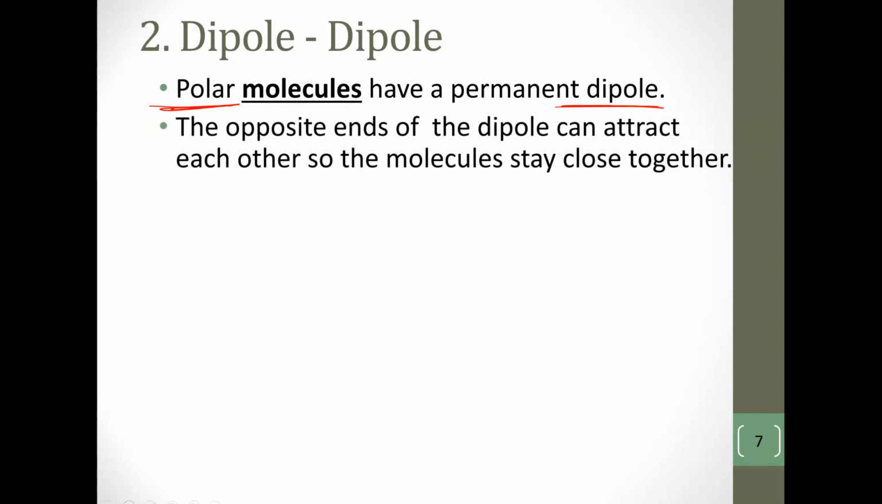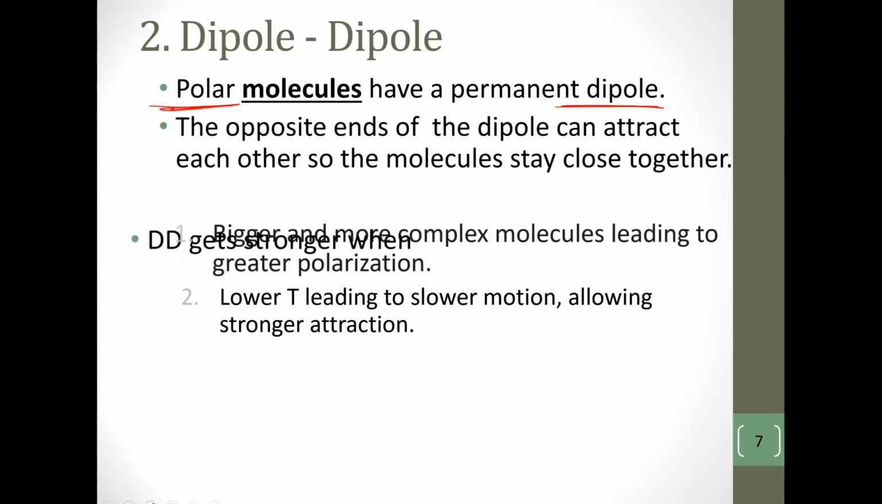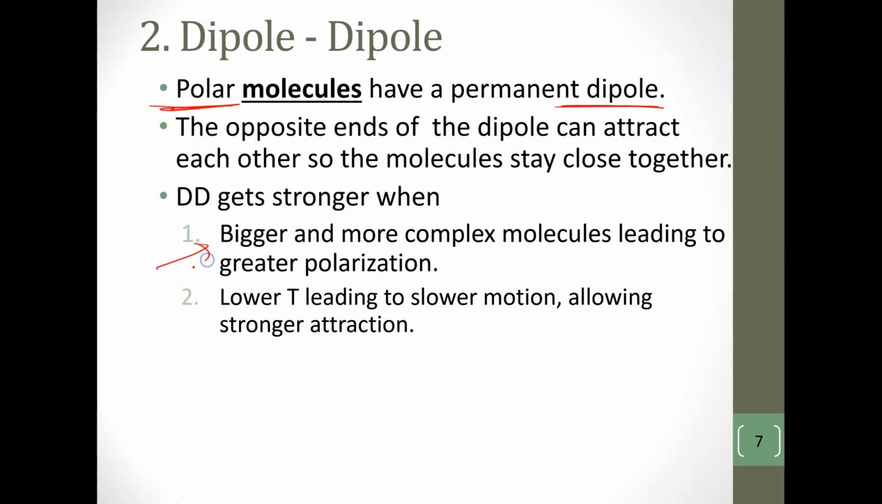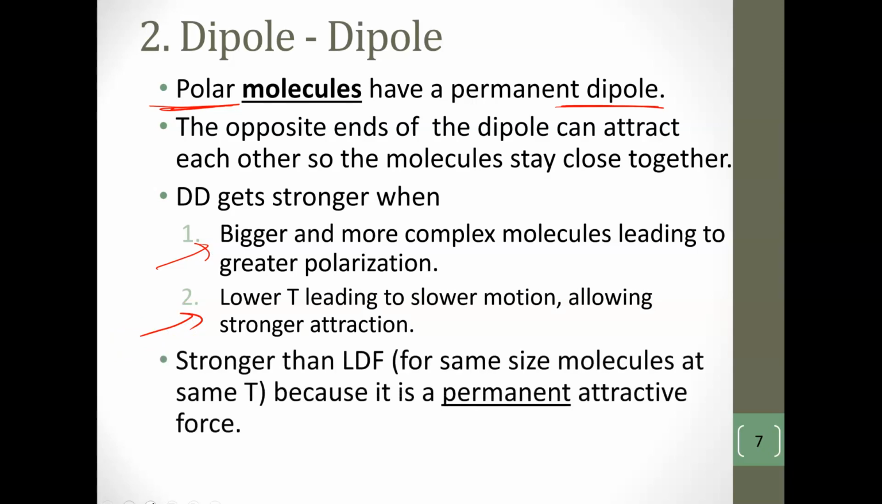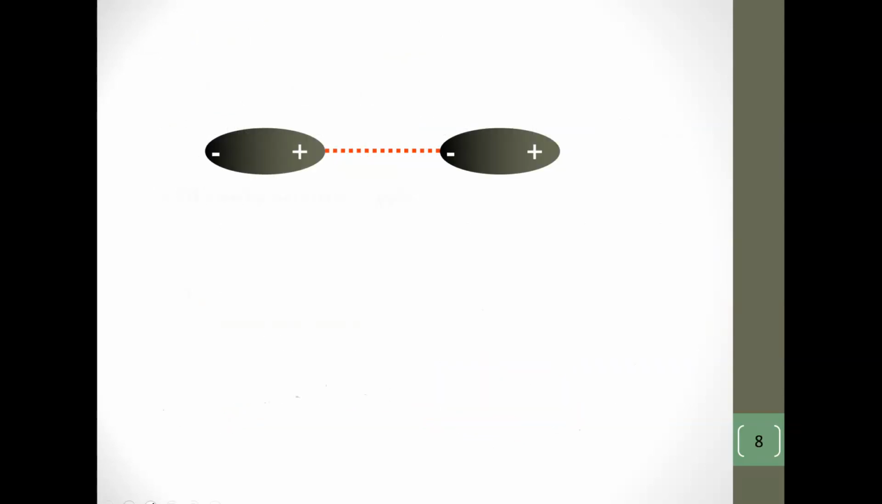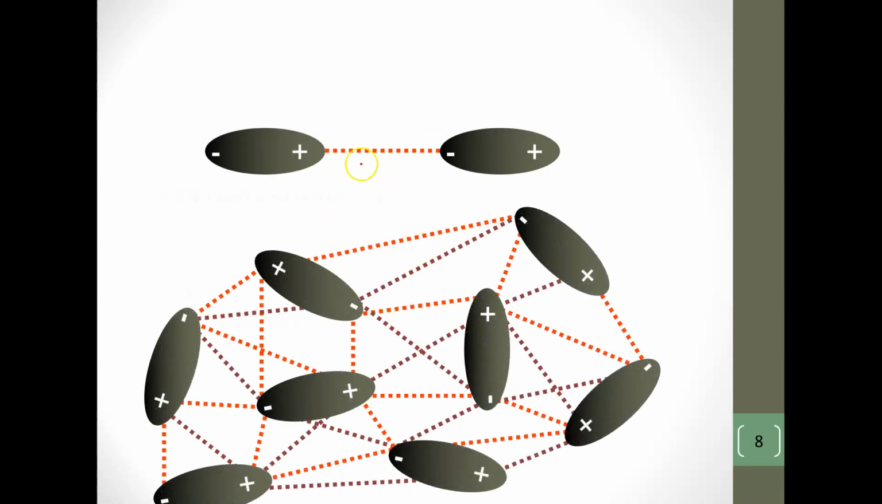Okay? And what happens in a dipole-dipole force is the opposite ends of the molecule can attract each other, so the molecules stay close together, and it gets stronger, again, when you have bigger and more complex molecules leading to greater polarization if the temperature drops. Okay? It is stronger than LDF, again, for the same size molecules at the same temperature because it is permanent. This is what dipole-dipole looks like. And when you get a whole bunch of molecules, you get this right here is the dipole-dipole. These guys are attracted to each other.